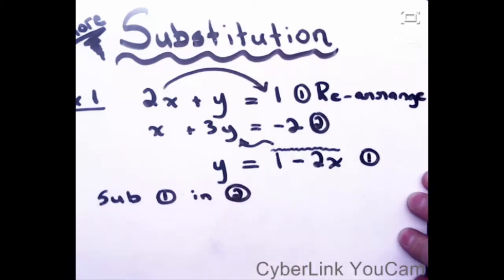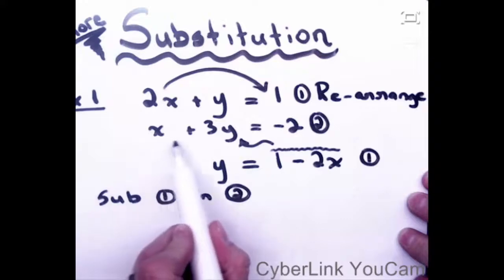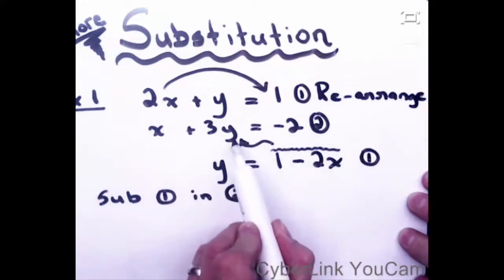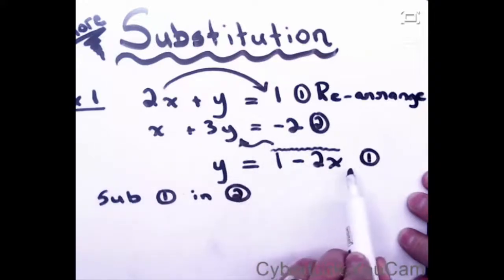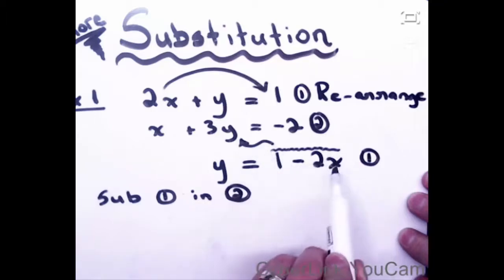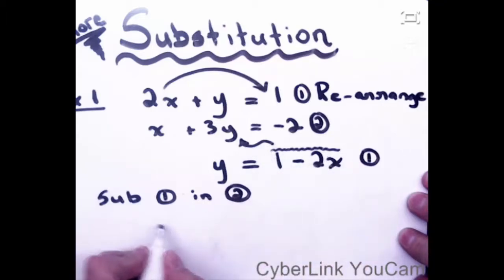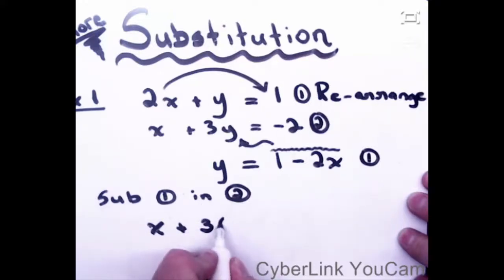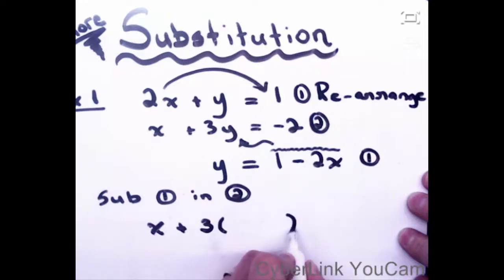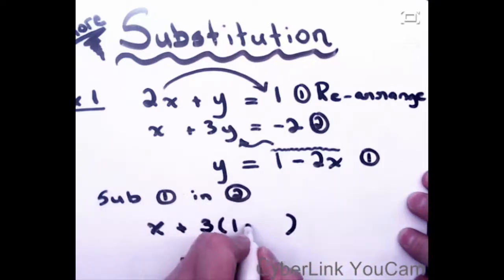And here's the actual step, okay? So I'm going to write out equation 2, but instead of writing y, I have to write all of this, 1 minus 2x, because that is equivalent to y. Here we go. I'm writing equation 2, x plus 3 times y, and I see it's time to substitute. So I put insertion brackets, and I don't write y, okay? I write his equivalence, 1 minus 2x. It goes in the brackets, okay?